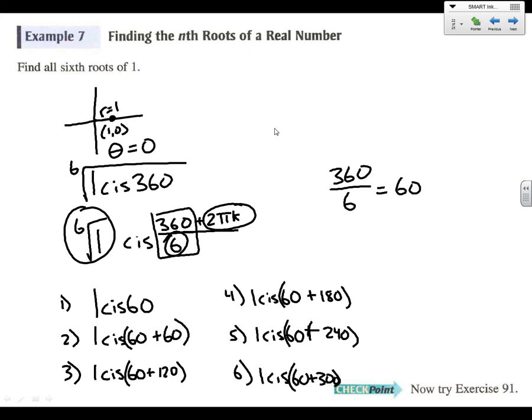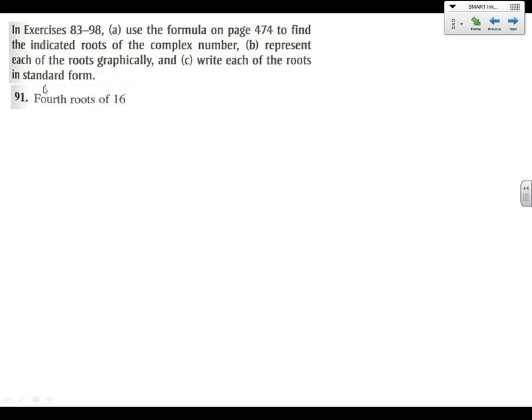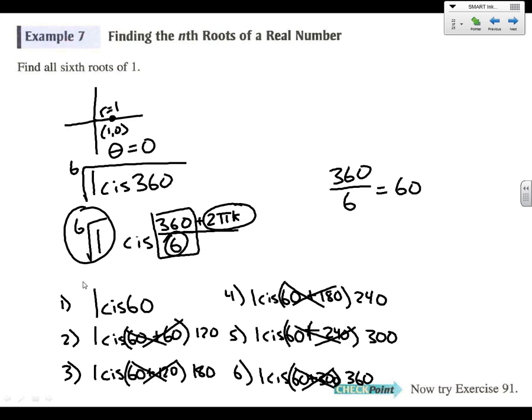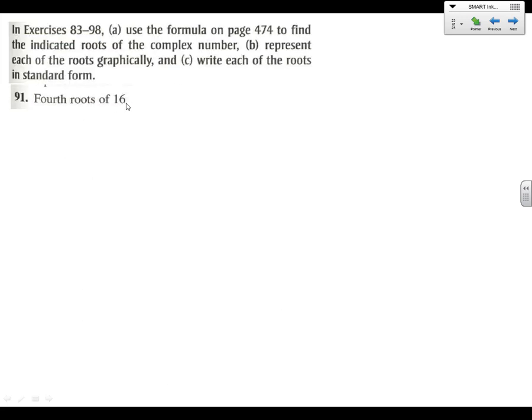So our answers here turn into CIS of 120, CIS of 180, CIS of 240, CIS of 300, and CIS of 60 plus 360 is going to be 360 again, or 0. All right, so we have 6 answers. So a little trickier. On 91, you're going to have 4 answers here, so 4th roots. So same steps, though. Look at your steps here for example 7, and see if you can find the 4th roots of 16.